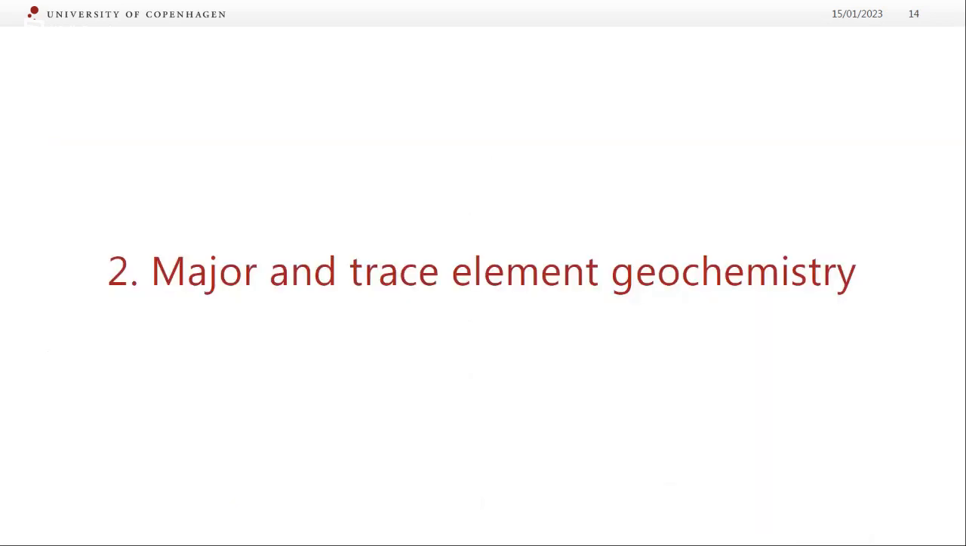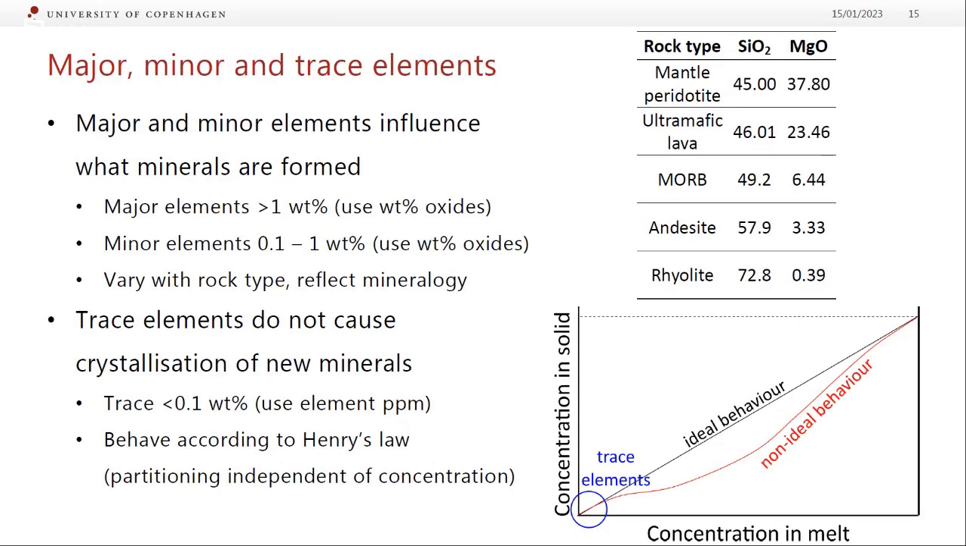All right. Major and trace element geochemistry. So we can broadly divide elements into major, minor, and trace. They're divided based on abundance, but the implication is that major and minor elements are influencing what minerals are formed. We usually report them as weight percent oxides. Major elements are those with more than about 1 weight percent. Minor elements are between 0.1 and 1 weight percent.